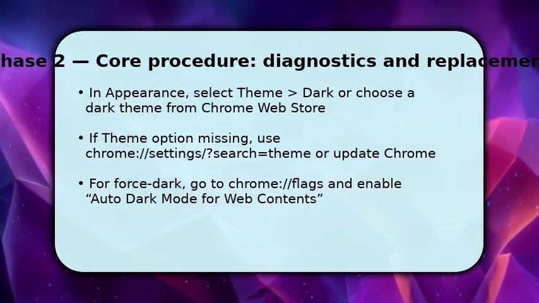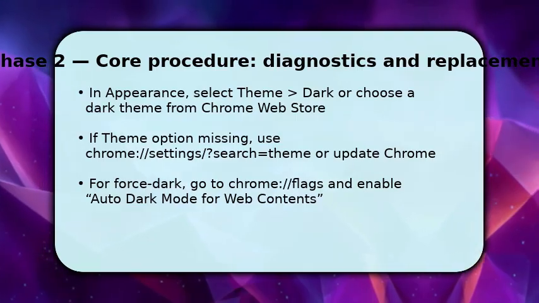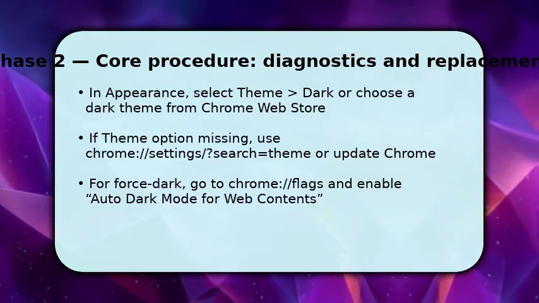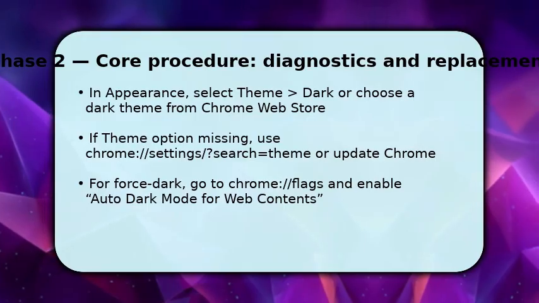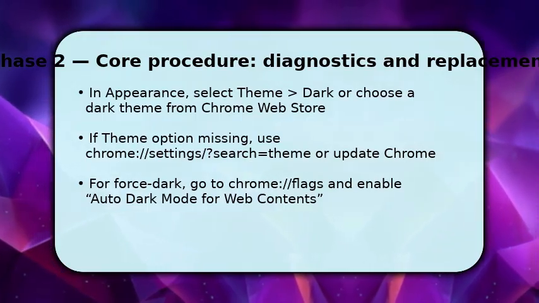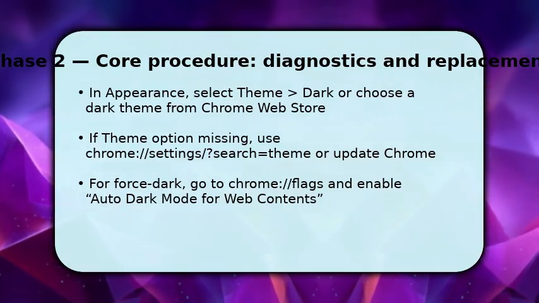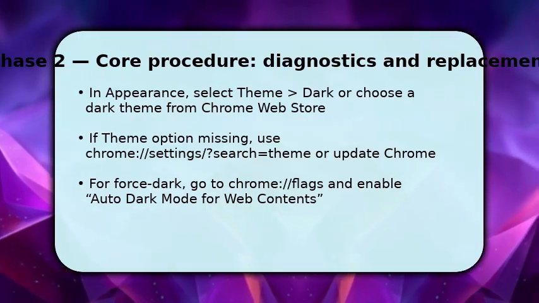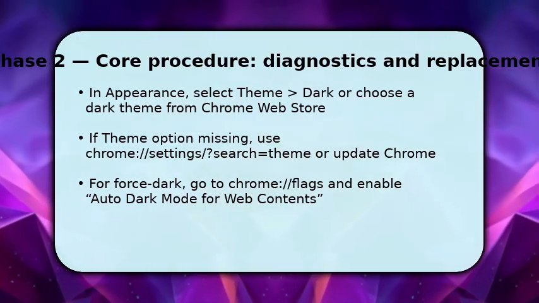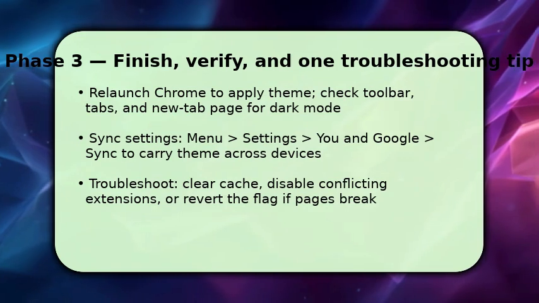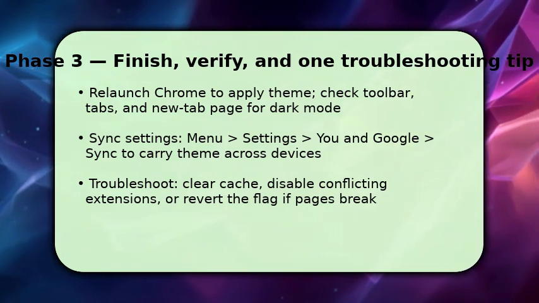For a stronger effect on web pages, navigate to Chrome, //flags, and enable Auto Dark Mode for web contents, then relaunch Chrome. This forces pages to render in dark colors, which can help when sites finish by relaunching Chrome so changes take full effect. Inspect the toolbar, tabs, and New Tab page to confirm the dark look.